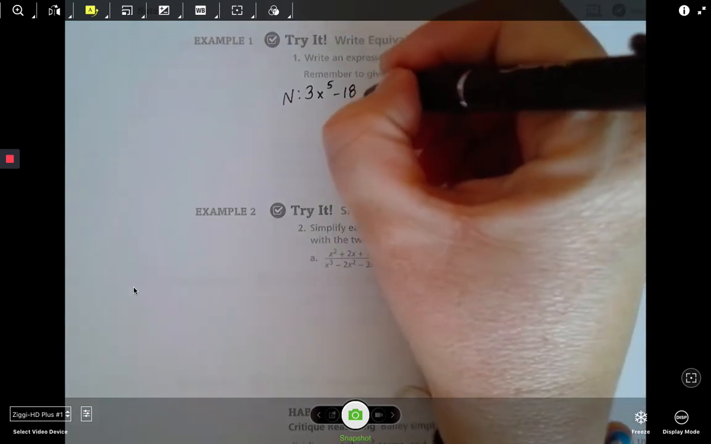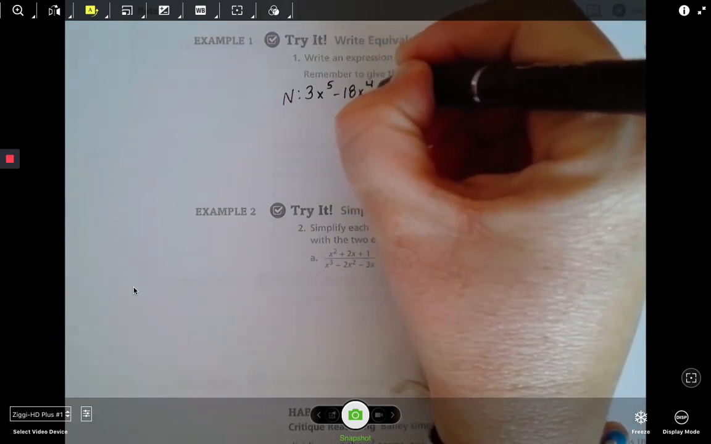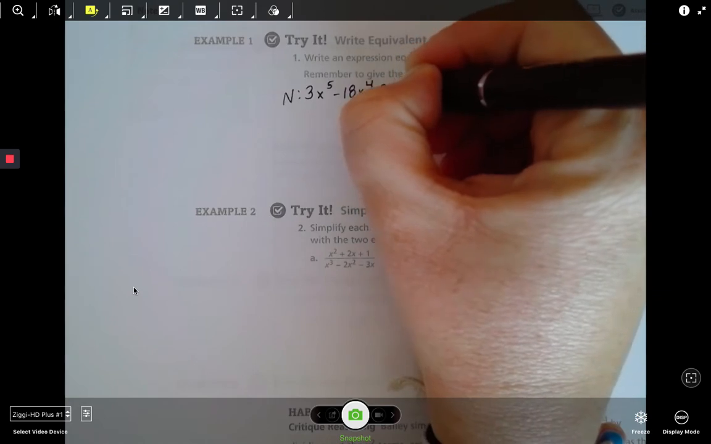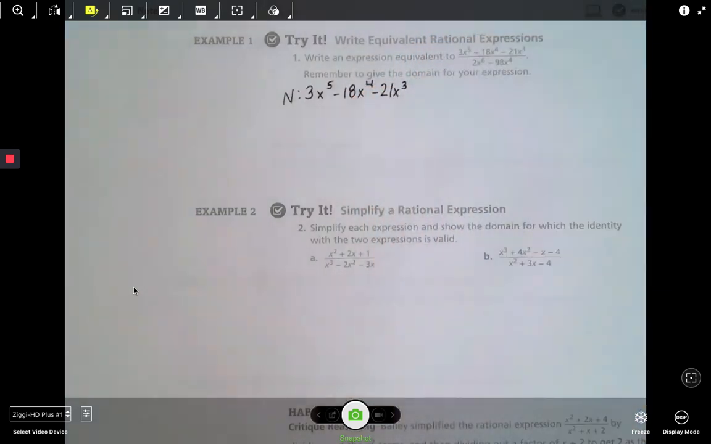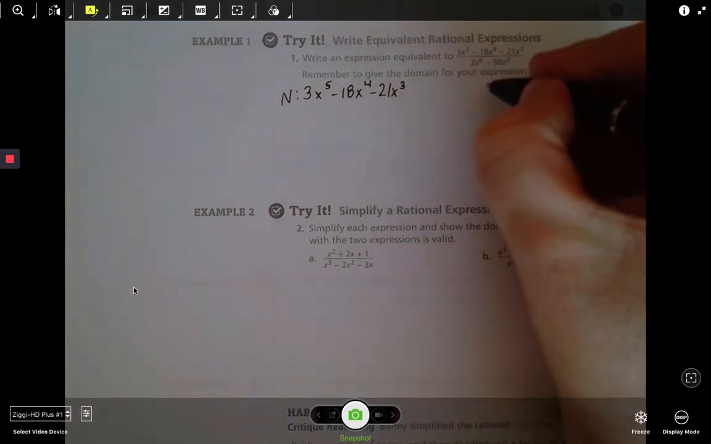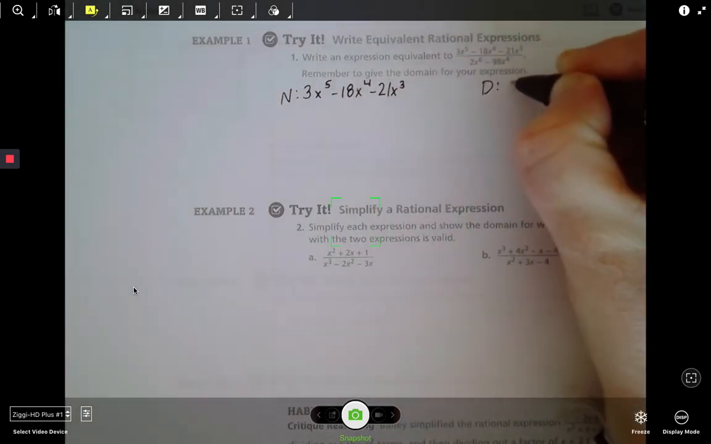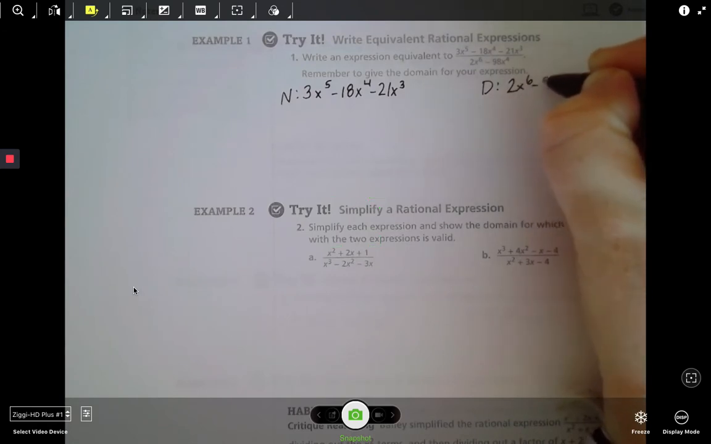minus 18x to the 4th minus 21x cubed. And what we have to do is factor the numerator, and eventually we're going to factor our denominator too, so if you want to go ahead and write it.